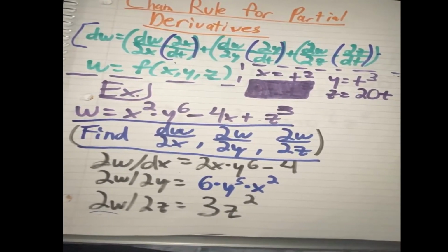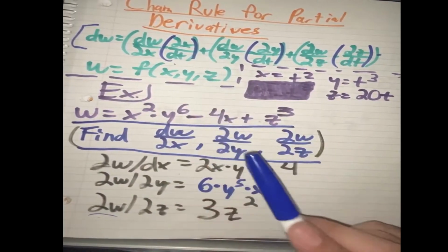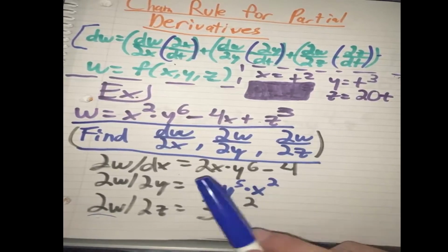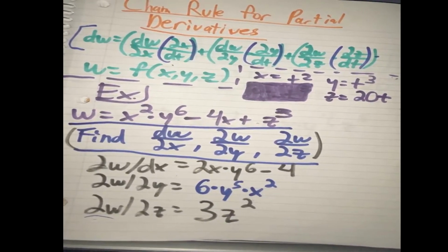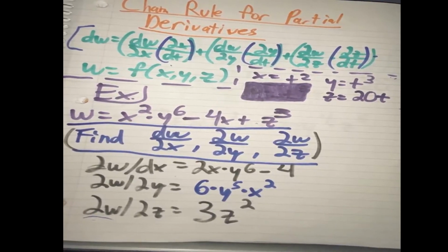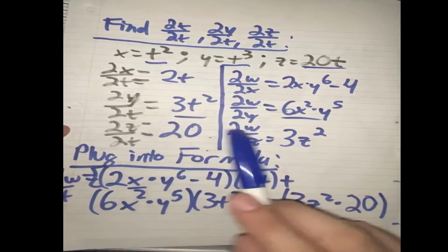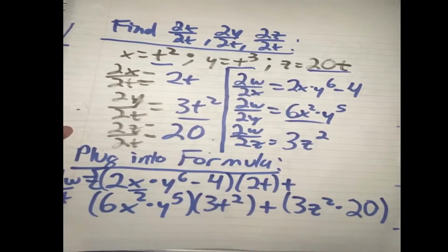So the first thing we did was we found the partials. So we have this function of w, which is of x, y, and z. We found the partial derivative with respect to x, with respect to y, and with respect to z. We got these functions respectively. Then we did the same thing over here. And notice how I lined them up right next to each other, so that way we can see that this multiplies with this multiplies with this multiplies with this.